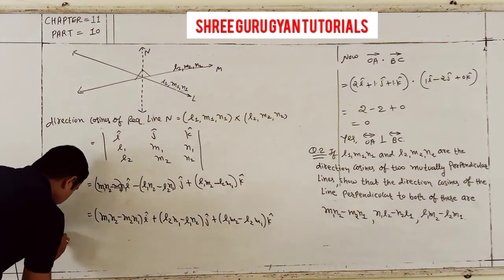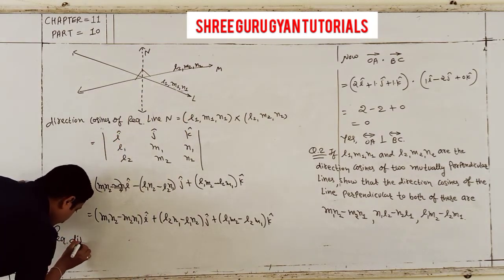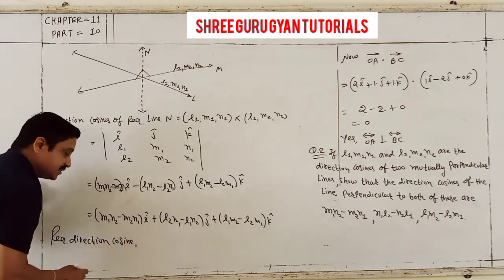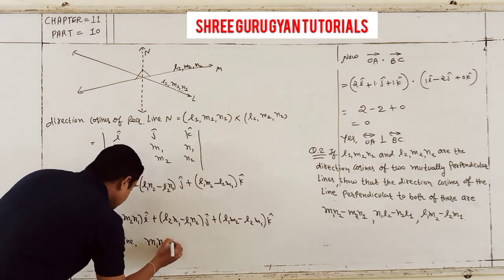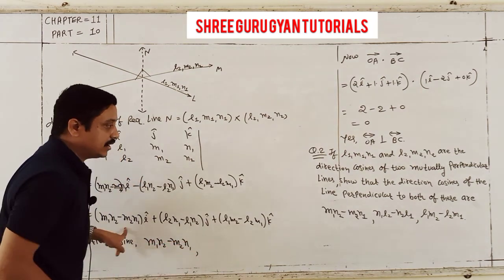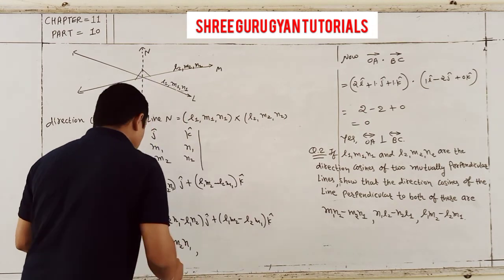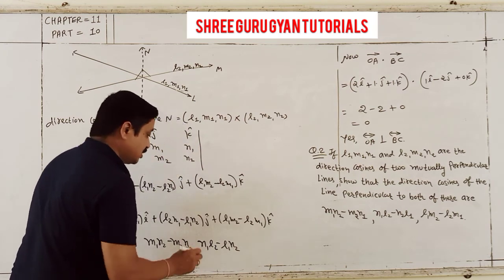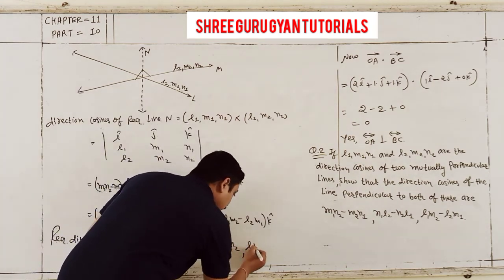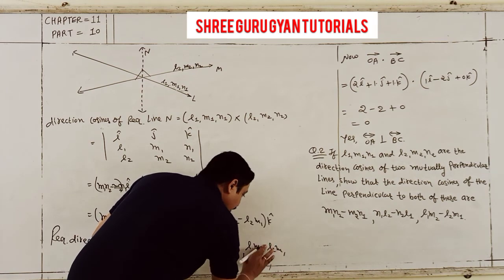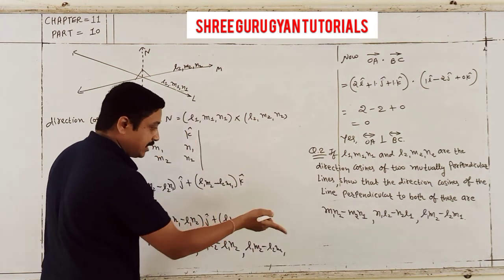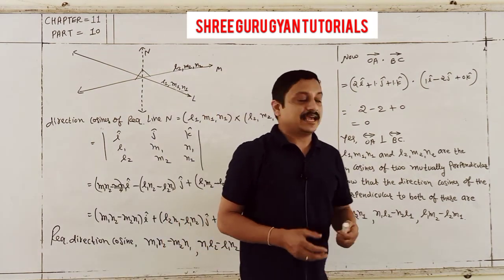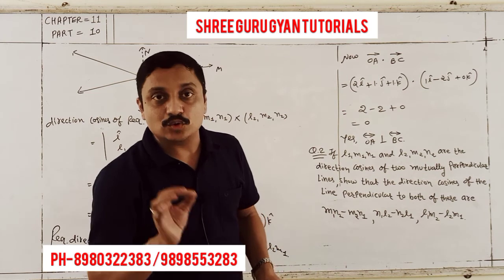So lastly I write down the required direction cosines in the simple way: M1 N2 minus M2 N1, comma, next N1 L2 minus L1 N2, and last, comma, L1 M2 minus L2 M1. That's it. And that, students, your question number two is easily and happily ending. Now students, here question number two ends.